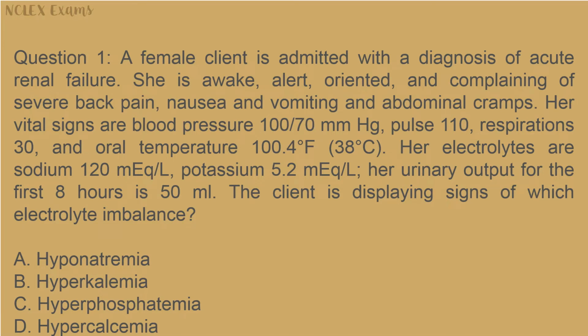Question 1. A female client is admitted with a diagnosis of acute renal failure. She is awake, alert, oriented, and complaining of severe back pain, nausea and vomiting, and abdominal cramps. Her vital signs are blood pressure 170 mmHg, pulse 110, respirations 30, and oral temperature 100.4 degrees Fahrenheit (38 degrees Celsius). Her electrolytes are sodium 120 mg/L, potassium 5.2 mg/L. Her urinary output for the first 8 hours is 50 milliliters.